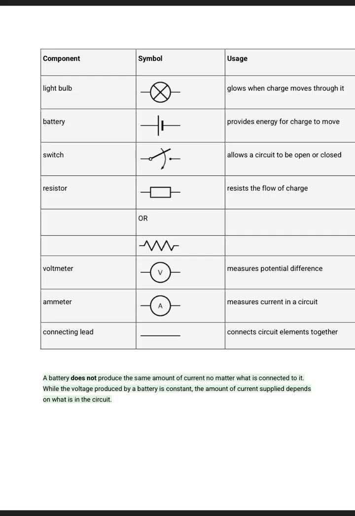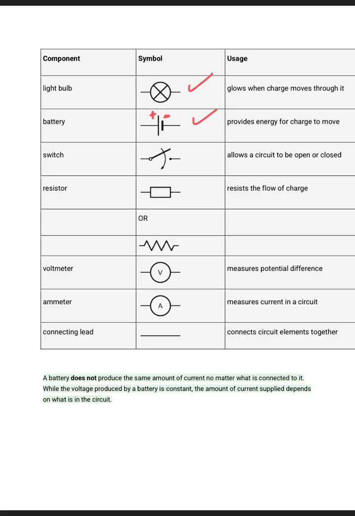And then we have different components of the circuit. You can see the symbol for the light bulb given here. Then we have the symbol for the battery, and then we have the switch. For the battery symbol, the long vertical line represents positive, and the shorter one represents negative. And then we have the symbol for the switch there.